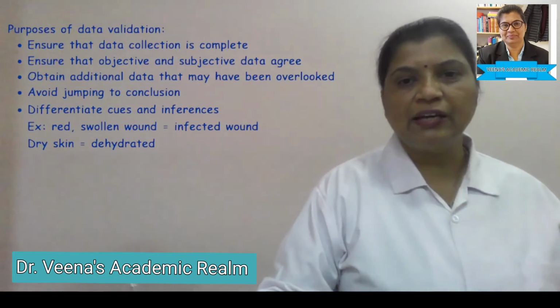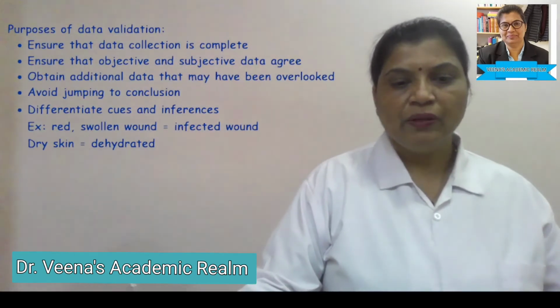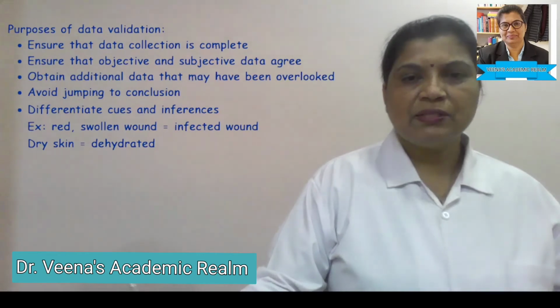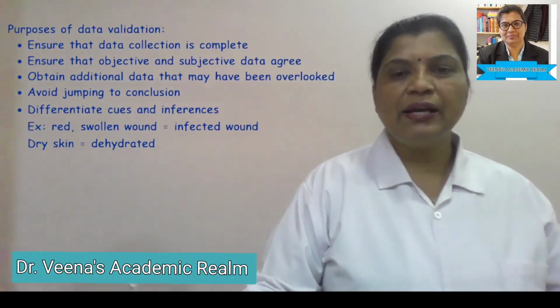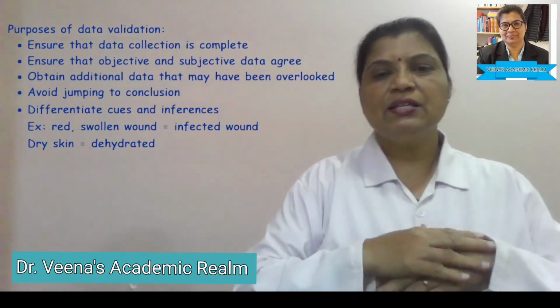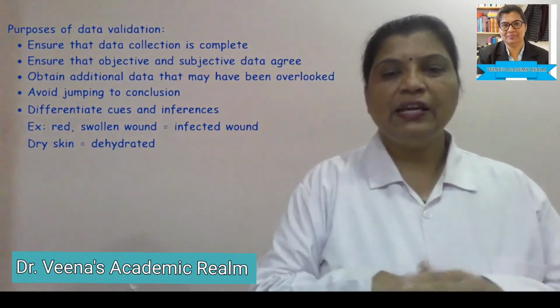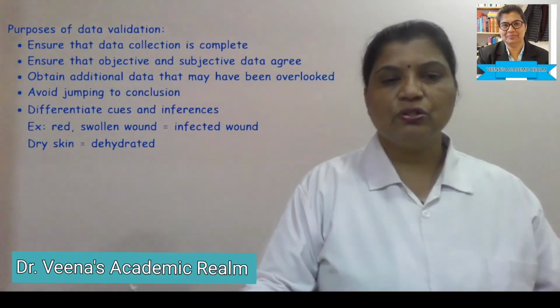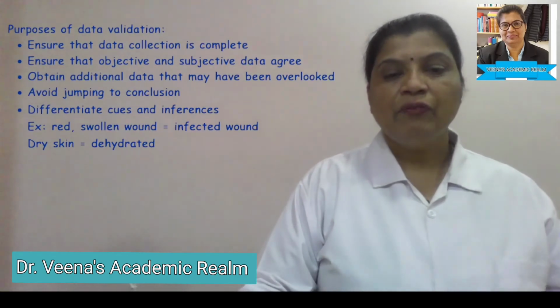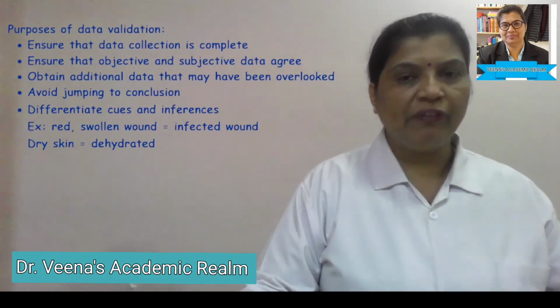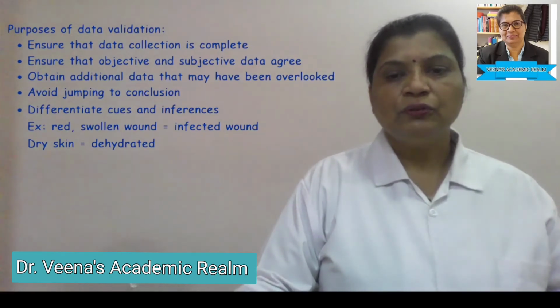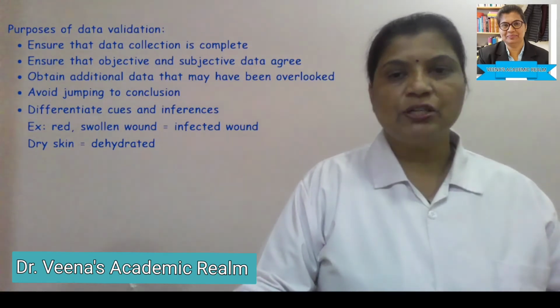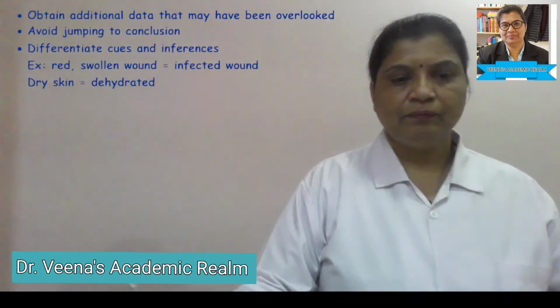So we can identify that the patient is having an infected wound. For example, second example: the patient is having dryness of the skin. If it is checked and there is dryness of the skin, we can identify the patient is having dehydration. So these are some of the examples we need to validate, verify or compare. So there is a need for validation of data after collection.